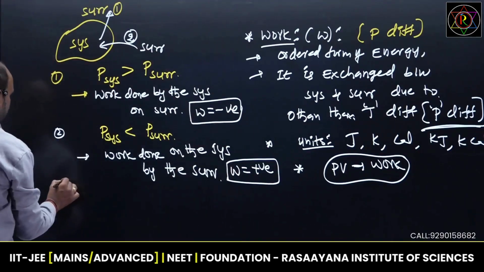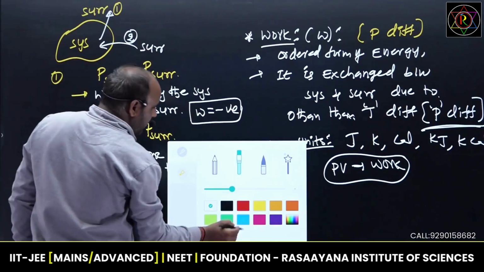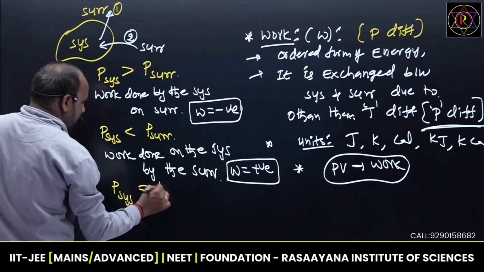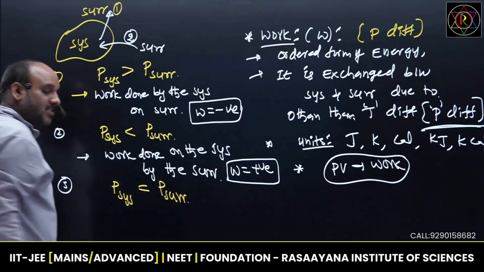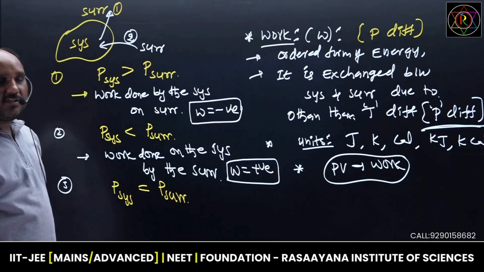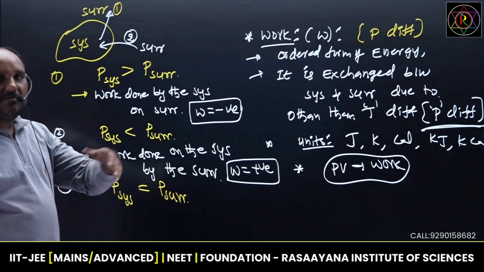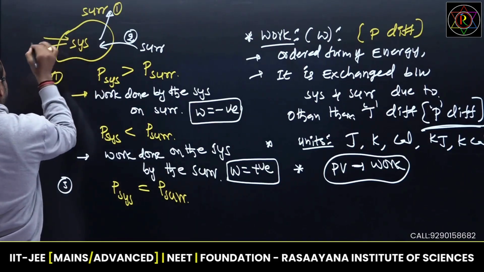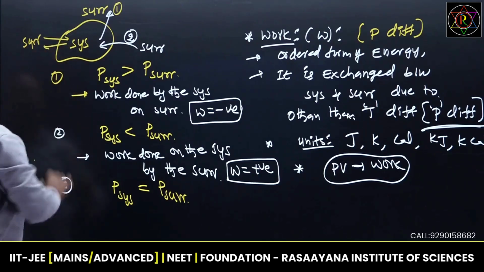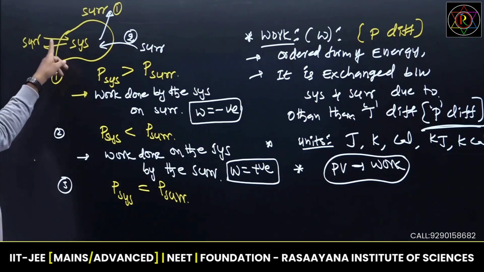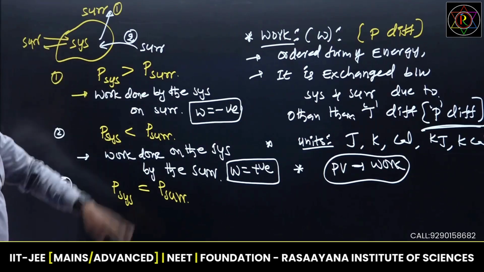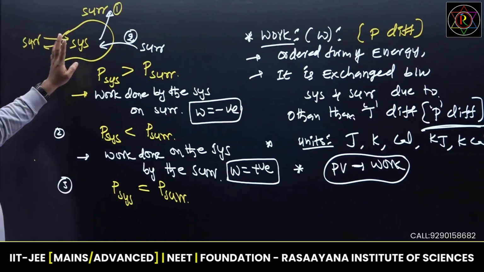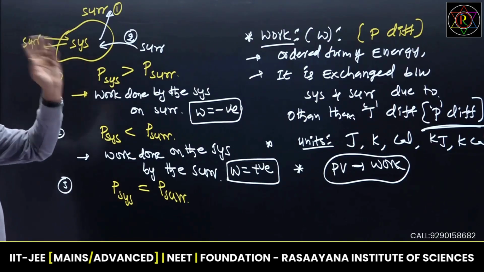So what is meant by the third situation? The pressure of the system is equal to the pressure of the surroundings. The internal system pressure and the surroundings pressure are both the same, right? Here I am indicating that the pressure of the system and the pressure of the surroundings are the same, so the system is present in equilibrium. There is no exchange of heat, no exchange of work. There is no work done when the system pressure and surrounding pressure are the same, right?